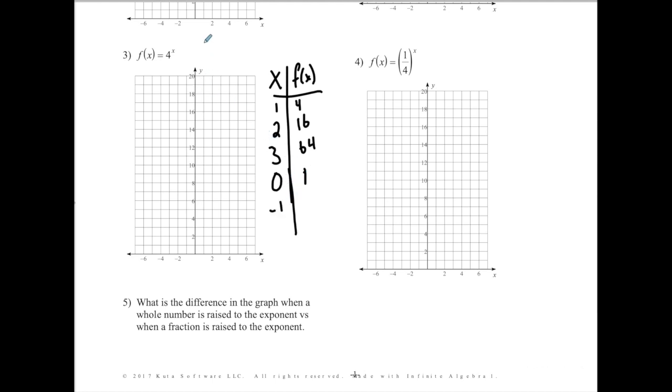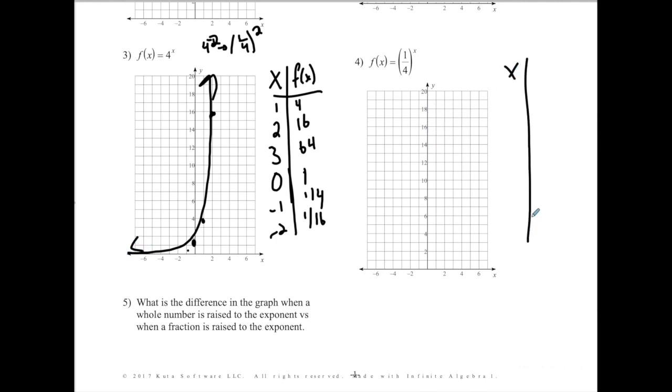Negative 1 would be 4 to the negative 1, which goes to 1/4 to the positive 1. And negative 2 will end up giving us 1/4 to the negative 2, which is 1/4 squared, which is 1/4 times 1/4, which is a 16th. So I've got 0, 1, 1, 4, 2, 16. So it looks something like this. It takes off really fast.